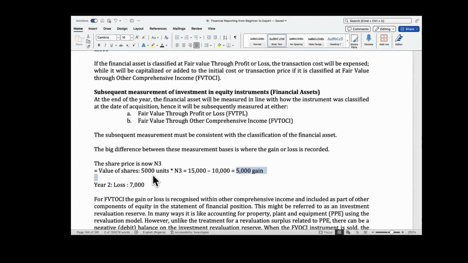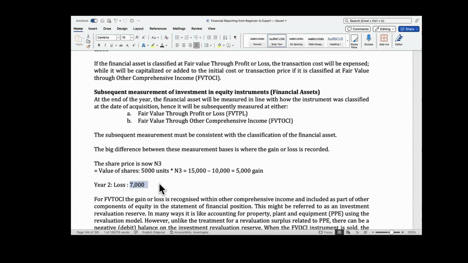Okay, let me ask you another one. Let's say this year 1, we made a gain of 5,000. And let's assume we are measuring the financial asset at fair value through OCI. So we made a gain of 5,000 in year 1, so it went to OCI. So let's say in year 2, we now made a loss of 7,000. How will you treat this loss?